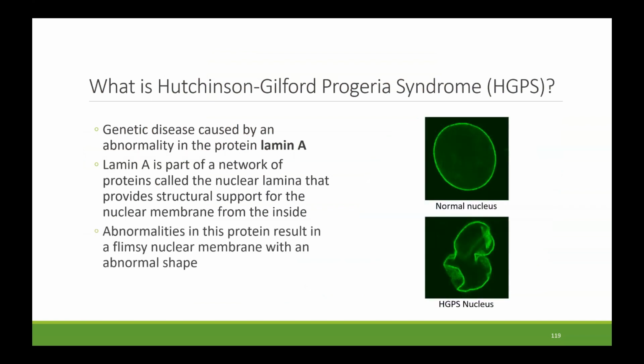So consequently, abnormalities in the lamin A protein result in a flimsy nuclear membrane that has an abnormal shape. And in these microscope images, you can see a normal cell nucleus on the top, and then the nucleus of a cell from a person affected by Hutchinson-Gilford progeria syndrome on the bottom. And after what we've learned in recent chapters, it should be no surprise that it's difficult for cells to carry out mitosis and cell division when their nucleus is so badly impaired.